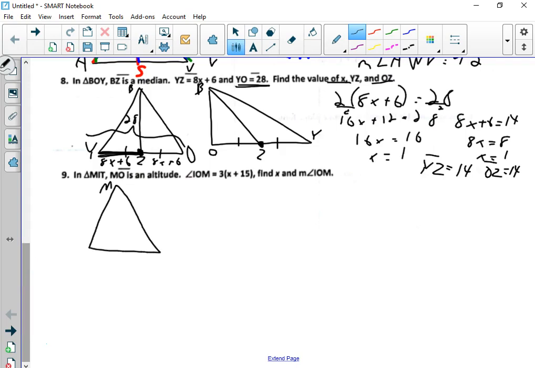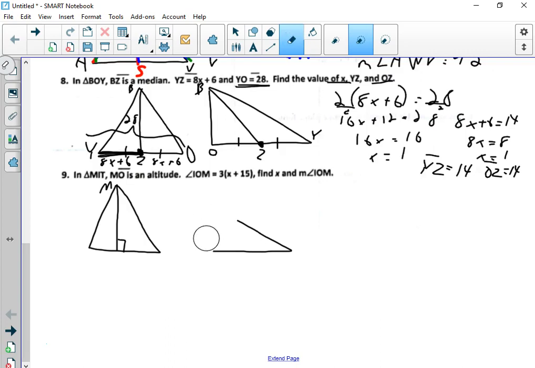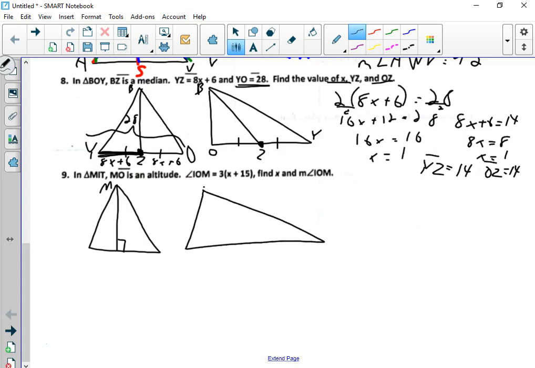MIT. It says MO is an altitude. So I'm just going to drop this straight down and form a right angle. Something like this. Doesn't matter. MO. Makes no difference. The important thing is forming a right angle. So some of you might have drawn different ways. I just want to kind of show that. Now, these are both 90 degrees. Okay? One side's 90, the other one's 90 because they're a linear pair.